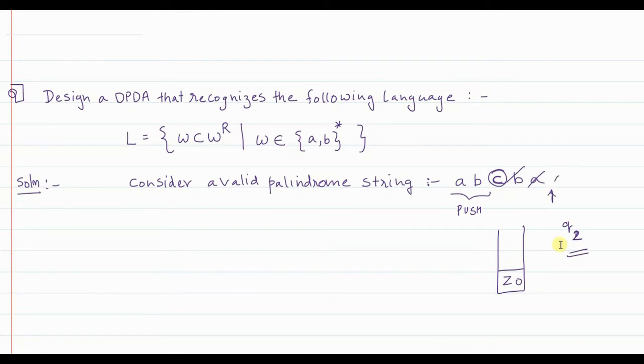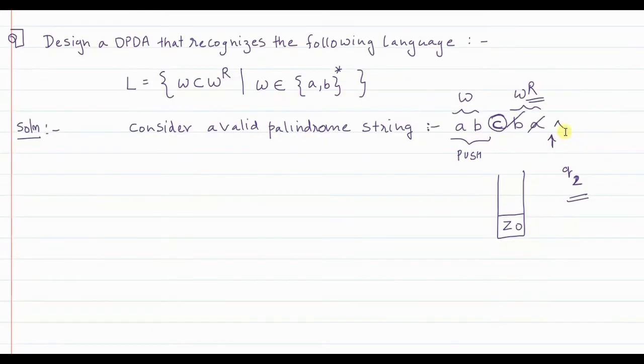Finally, when there is nothing remaining to be read, that means null is read, at that time you check the topmost element of the stack. If the stack is empty, it means there is no other element left to be compared with the remaining string, which also means that all the matching elements were already compared, matched and popped out. That means there is no unmatched element left in the stack. That means this is a palindrome and it will be accepted.